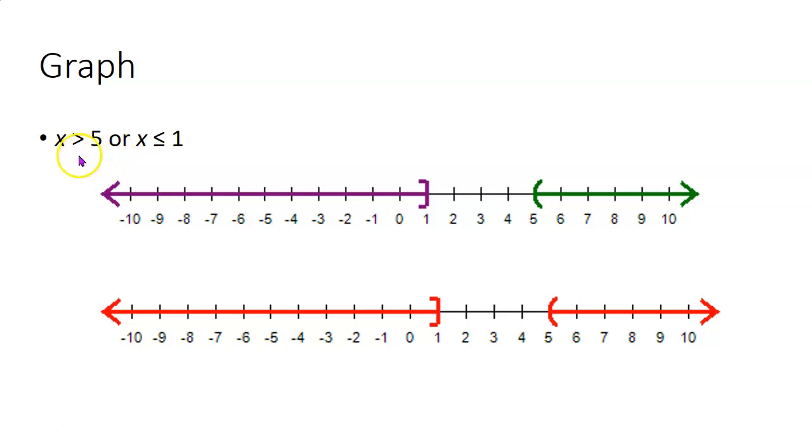Now, what if we had the word or there? X is greater than 5 or x is less than or equal to 1. Now we combine those two. We take the union. We take anything that's in one or the other of those, and so we get these two separate parts of the number line taken together make up the solution set.